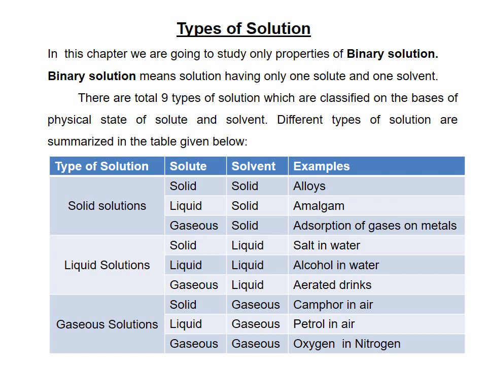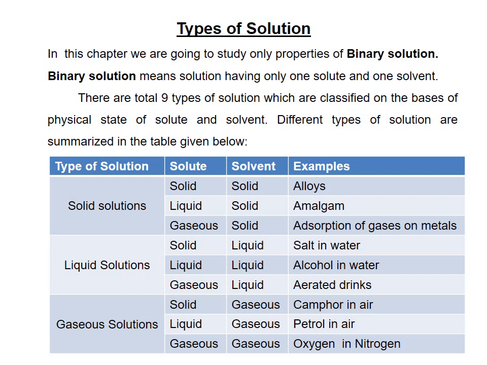In this chapter, we are going to study properties of binary solutions only. Binary solutions means solutions in which there is only one solvent and one solute. On the basis of the physical state of solute and solvent, solutions are divided mainly into three types, and each type is further divided into three types. That means there are a total of 9 types of solutions, classified on the basis of the physical state of solute and solvent. Different types of solutions are summarized in the table.